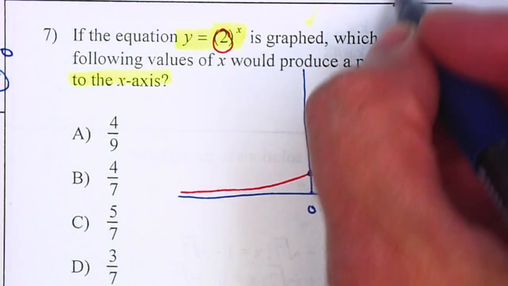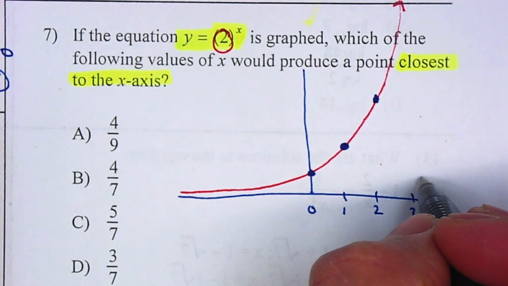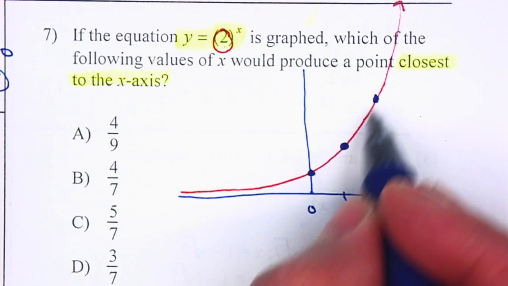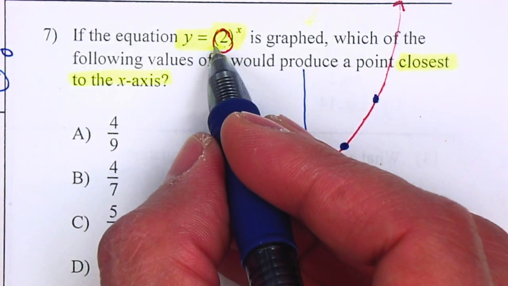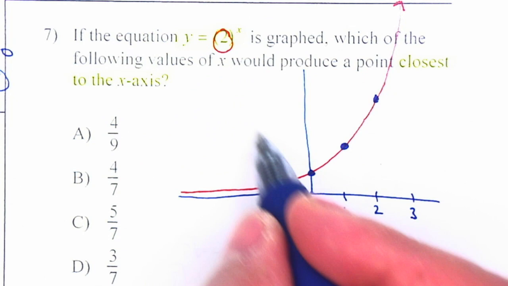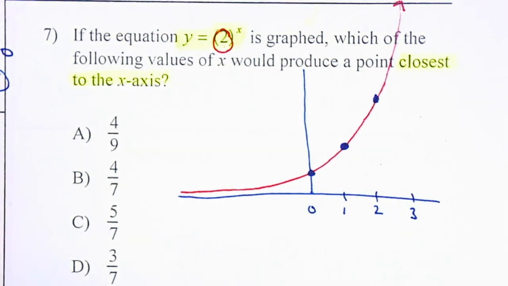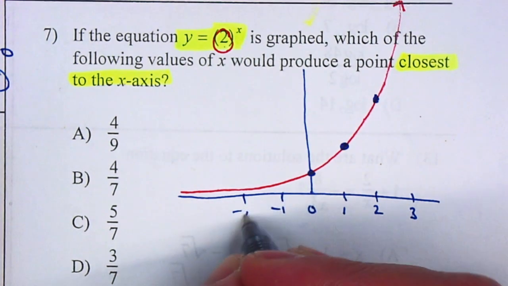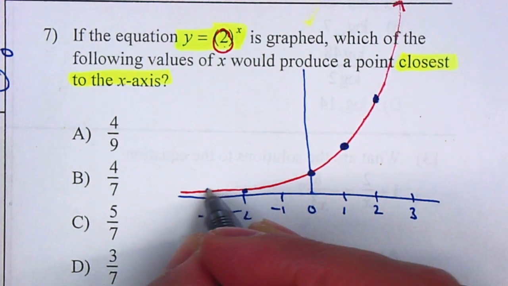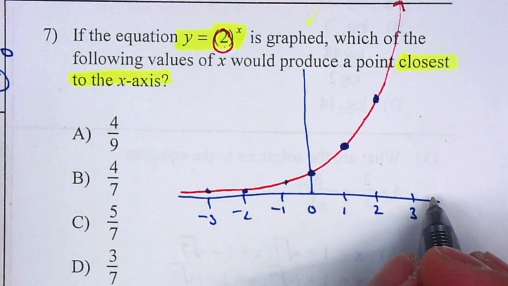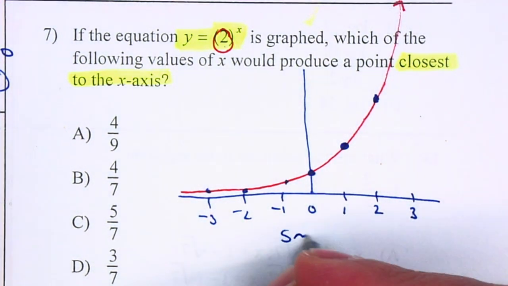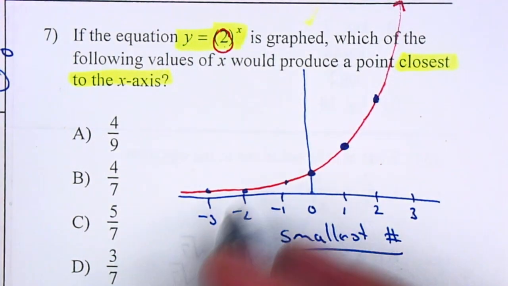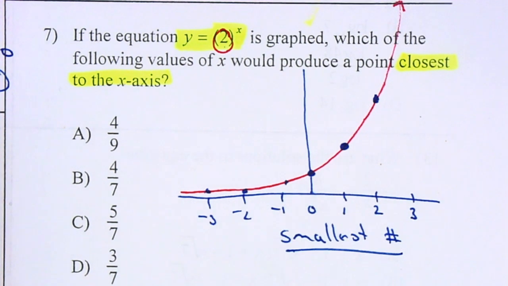So you can just plug in 0, 1, and 2 if you don't remember whether there's an exponential growth or an exponential decay. Remember, if it's bigger than 1, it's going to be an exponential growth. If its value is less than 1, it's going to be an exponential decay. So which one produces a point closest to the x-axis? We have -1, -2 will give you this point, -3 will give you this point. So in this case, will it be the smallest number or the biggest number? That'll be the smallest number. Correct? The smallest number will give you a point closer to the x-axis.